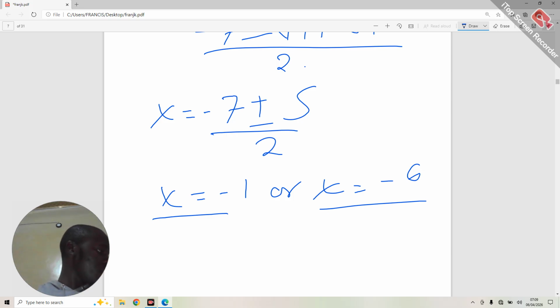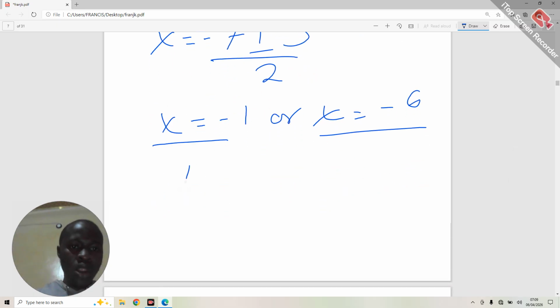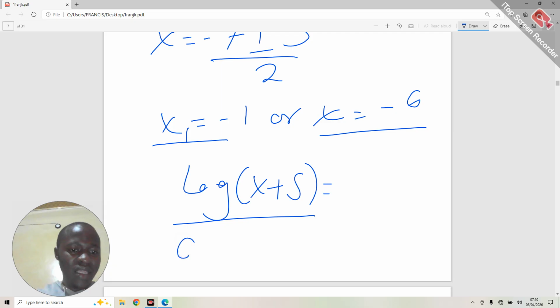Just to use an example of what we were given, the question read log of x plus 5 equal to log 4 minus log x plus 2. So let me use this for instance. Now, if I substitute the value of x, then I shall have log into bracket. Let's start with x1. x1 is negative 1 plus 5. You will realize that the answer is 0.60, and that is true. So this means this answer is correct.